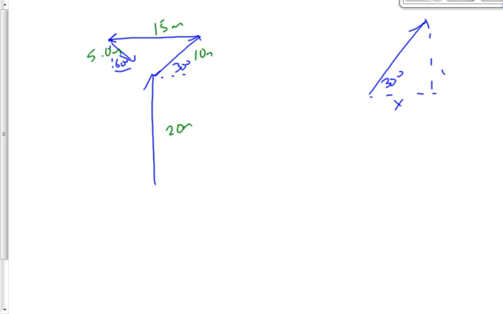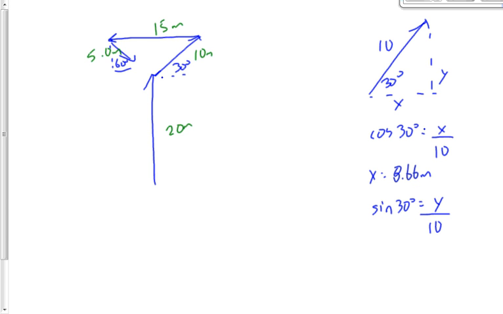This is x, this is y, and this is 10 meters. We're going to say cosine 30 degrees is equal to adjacent over hypotenuse, x over 10. So x will be equal to 8.66 meters. We're going to say sine 30 degrees is equal to opposite over hypotenuse, or the y component over the hypotenuse. Y ends up being equal to 5.0 meters in that case.